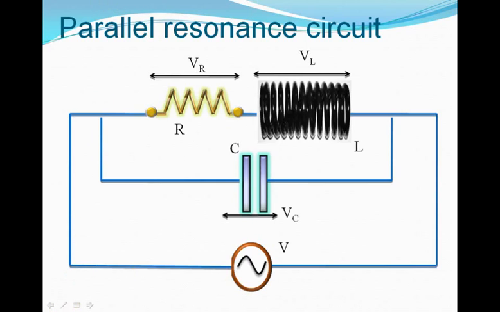So you can assume this circuit which has an inductor and a resistor in series, and it has a capacitor in parallel with the inductor and resistor. Now let's calculate the condition for resonance in a parallel resonance circuit.